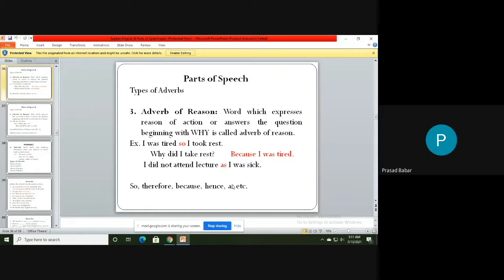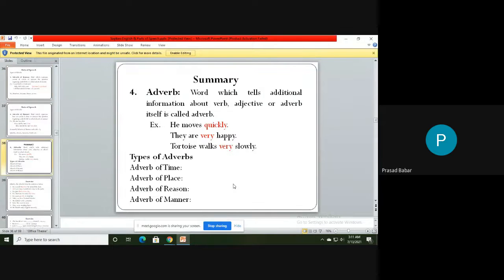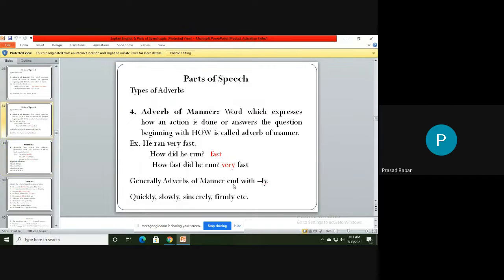And the fourth type is adverb of manner. Adverb of manner: a word which expresses how an action is done, or answers the question beginning with how, is called an adverb of manner. Adverb of manner means what? How that action is performed, how that action happened.